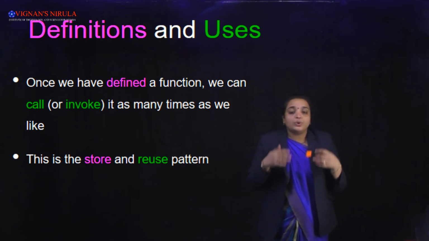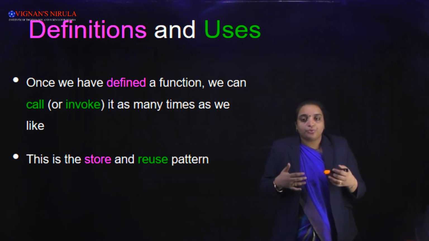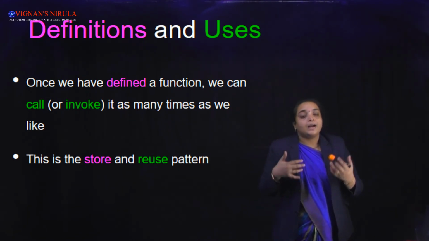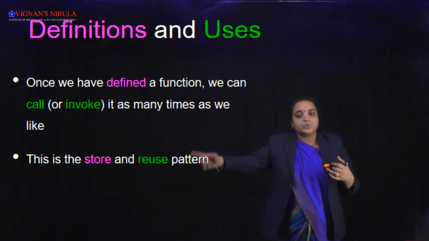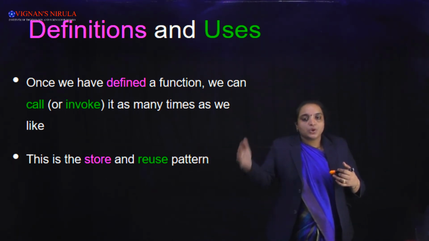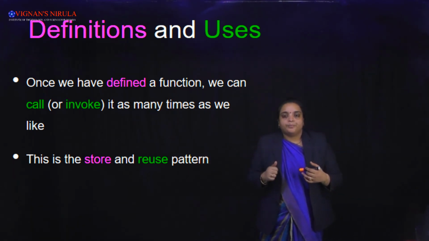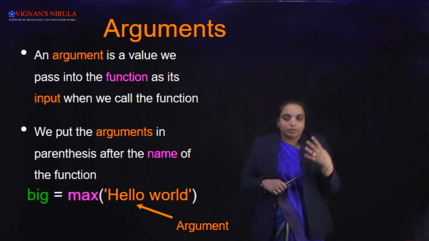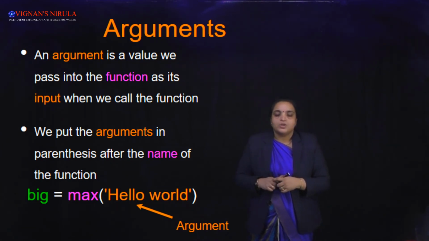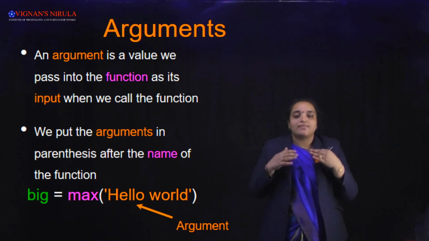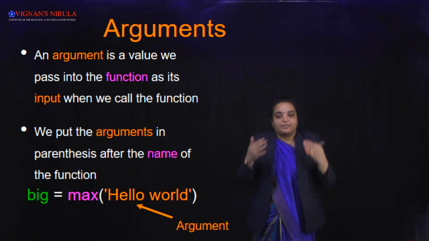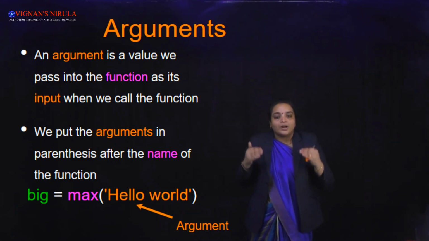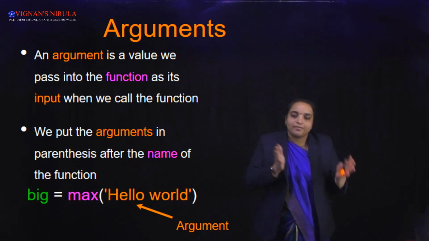So once you define your own function, what you have to do? You have to call the function, you have to invoke your function, and you can store that function and you can reuse that function. Okay, this is the use of function. Then here we'll talk about what are arguments, what are parameters. So what is an argument? Argument is the value we pass into the function as input when we call the function. We put arguments in parentheses after the function name.